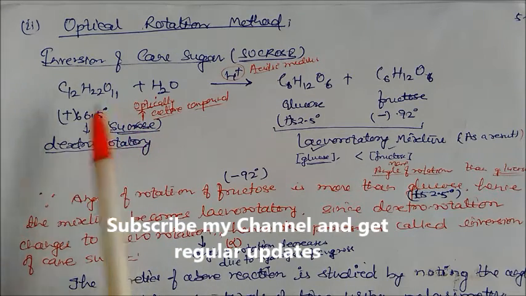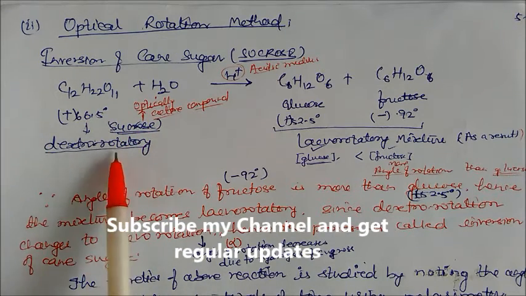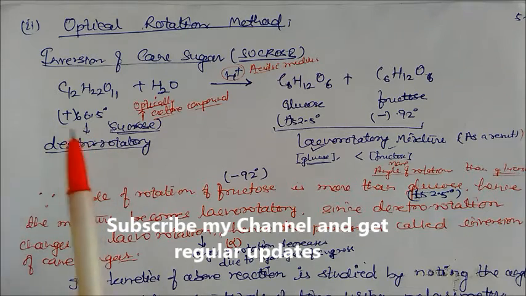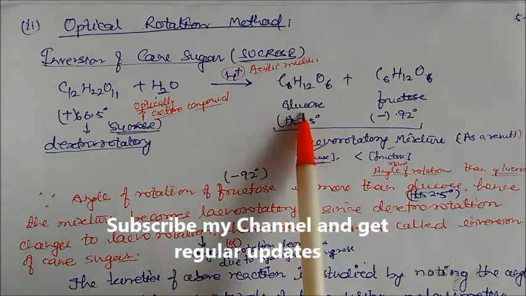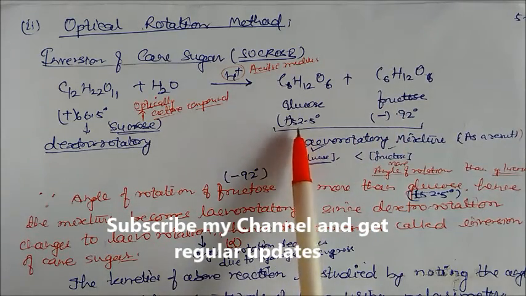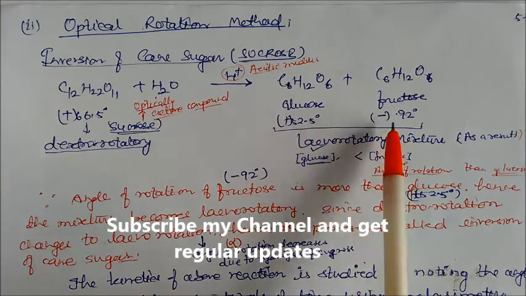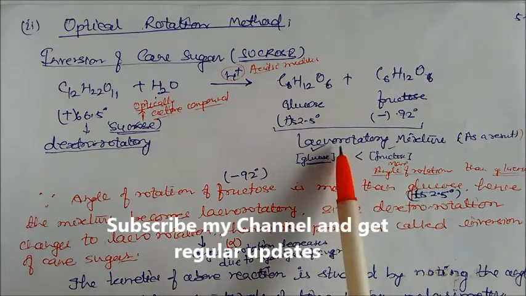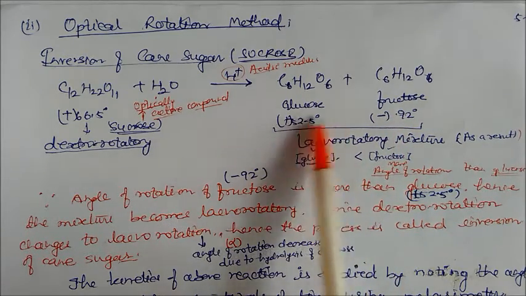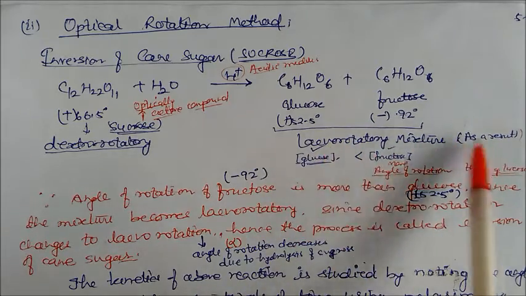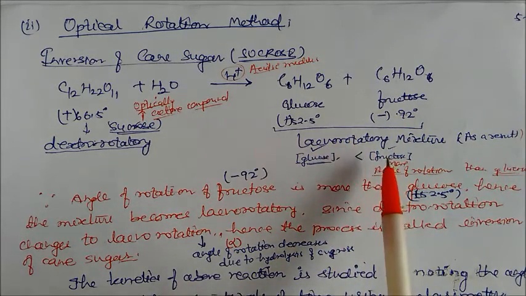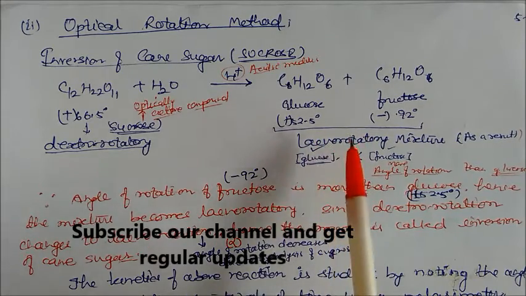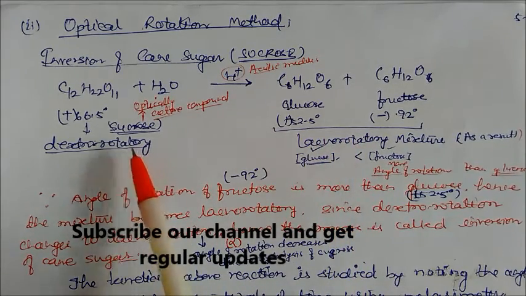And this sucrose is dextrorotatory. Dextrorotatory means it can rotate plane polarized light, and it will give you two products, glucose and fructose. Glucose will rotate by 52.5 degrees, and fructose will rotate by minus 92 degrees. So this is inverse rotation, and that's why the result is a levorotatory mixture. Since the rotation of the fructose is more than the glucose, the mixture is levorotatory rather than dextrorotatory.